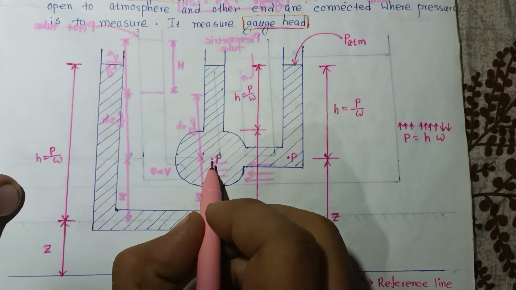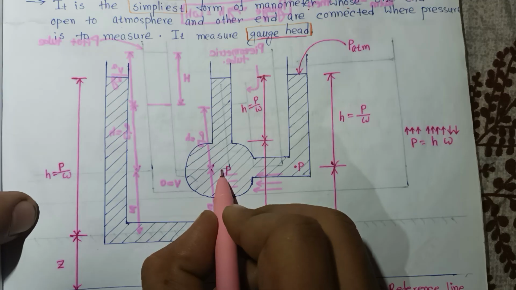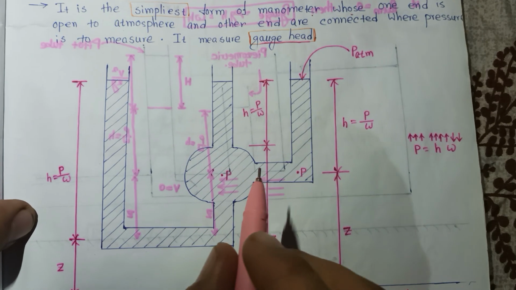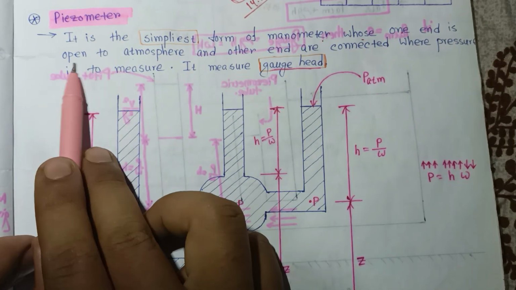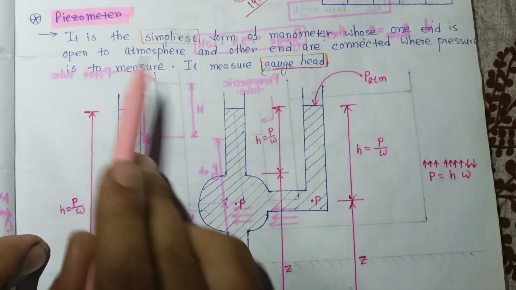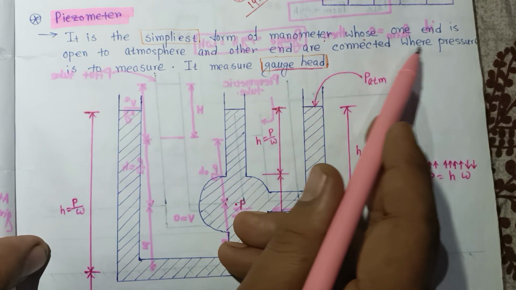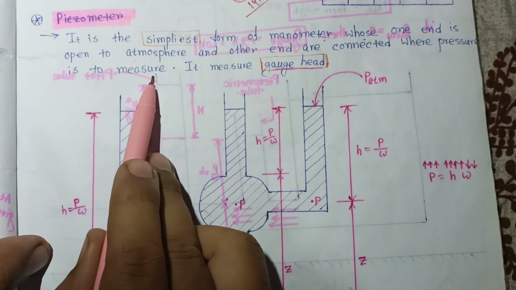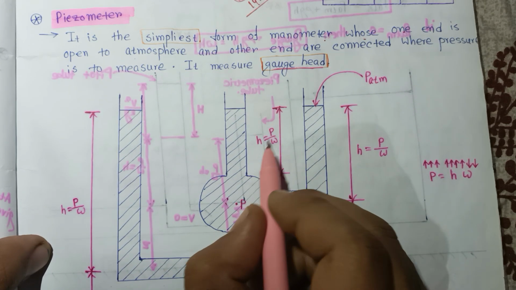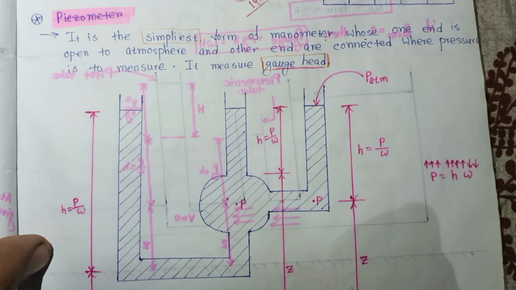Consider this is the point where you have to measure the pressure. There is a liquid column deflection here, with one end open to atmosphere and the other end connected where the pressure is measured. From here to here the distance is H, that is P by omega, and from here to here the distance is Z.